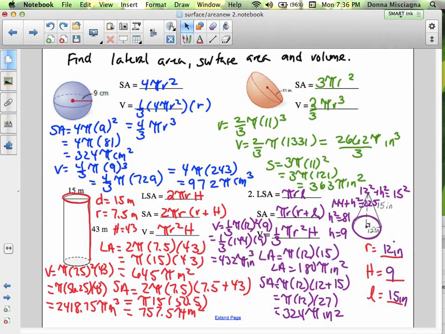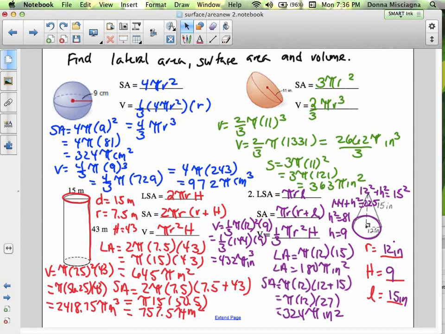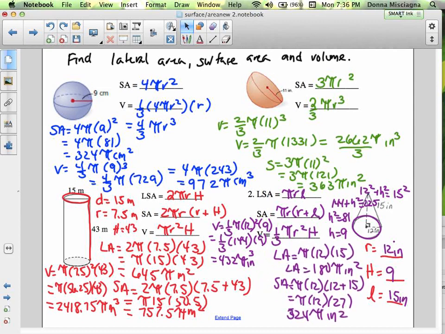Except for the fact that it's a little bit crowded, but I can move that over there, and now it doesn't look so crowded. Everything looks great. All right, so you should have this in your notes.